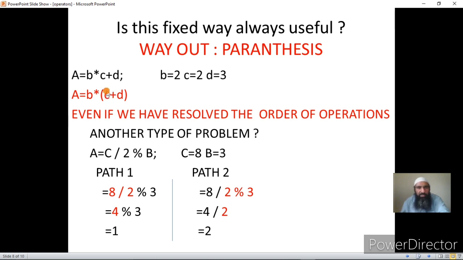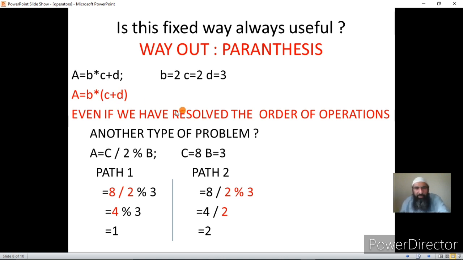Now in this case, C plus D will be done first, and whatever result you get of that will be multiplied to the B. So this is the way we come out of the precedence. We can break the precedence with the help of parentheses. Otherwise there would have been no other way to write the expressions the way we want them.